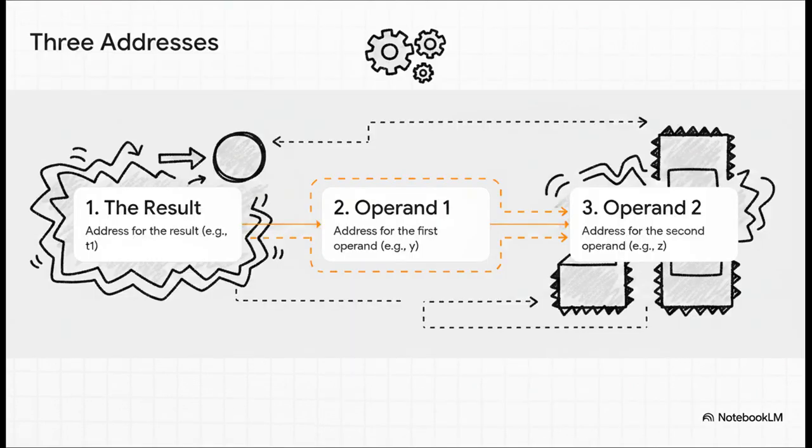Okay, let's make this even clearer. The name 3-address comes from the fact that each little instruction can be thought of as referencing 3 locations or addresses in memory. So for an instruction like t1 equals y times z, you have the address for the result, which is t1, the address for the first thing you're working with, y, and the address for the second thing, z. 1, 2, 3. It's really as simple as that.